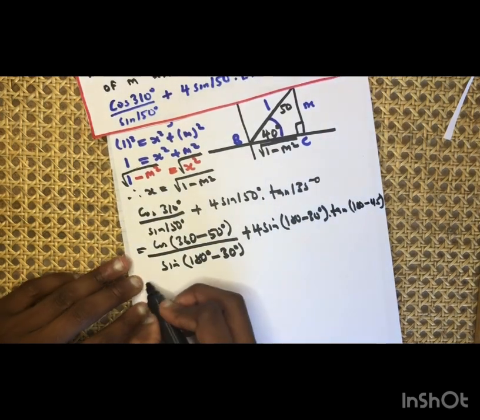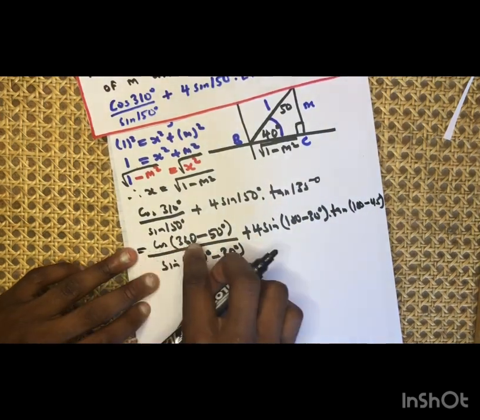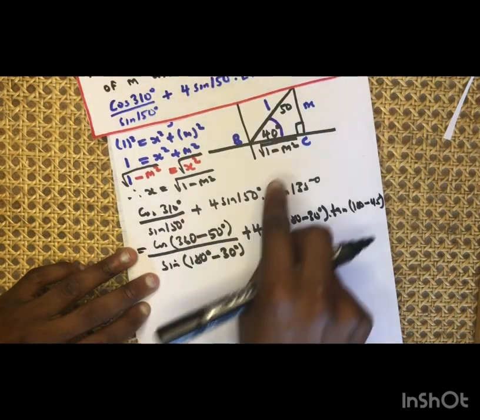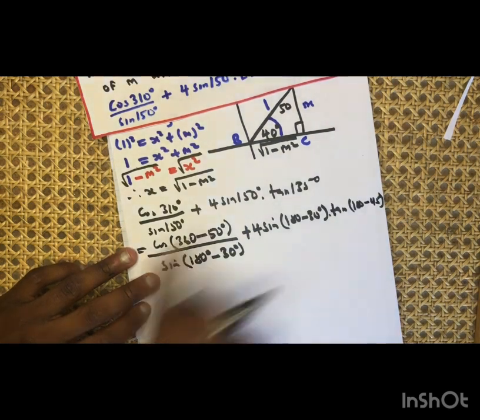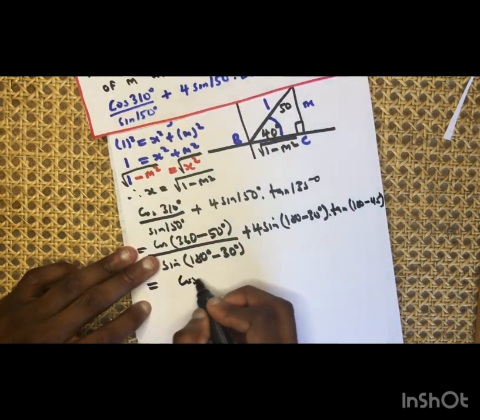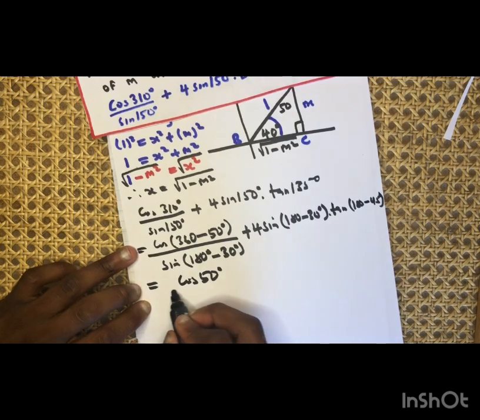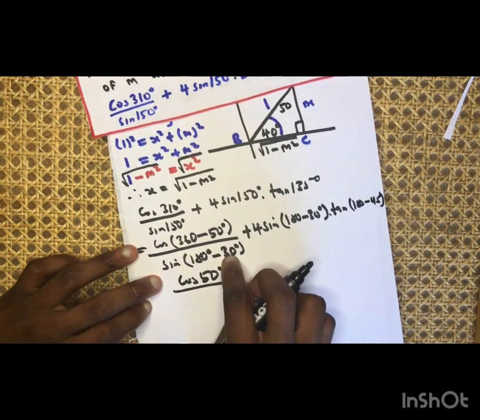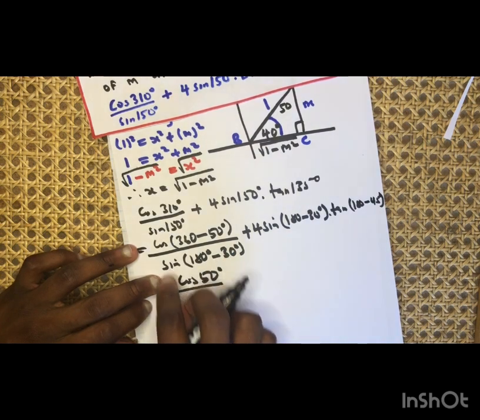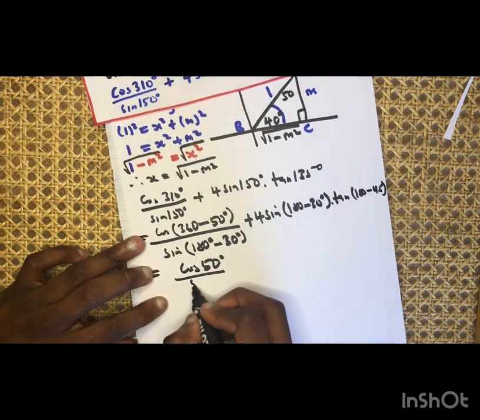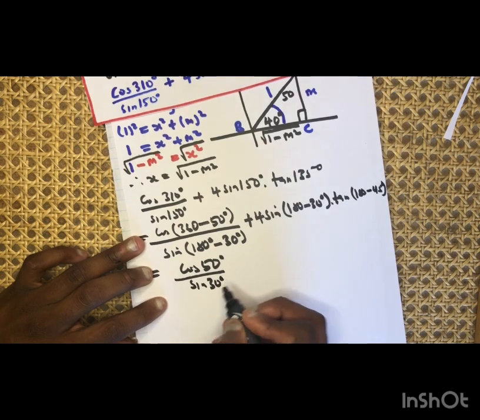Understand? So we said that 360 minus, we find 360 minus on which quadrant? Fourth quadrant, and the cos is positive, so it's going to be positive cos 50 degrees. So 180 minus, we find 180 minus on which quadrant? A second quadrant, and the sine is positive, so it's going to be positive sine 30.